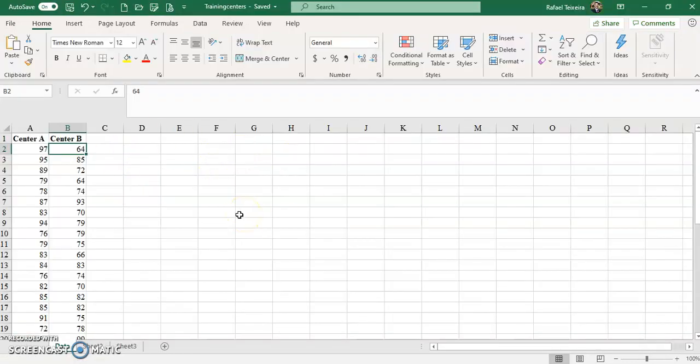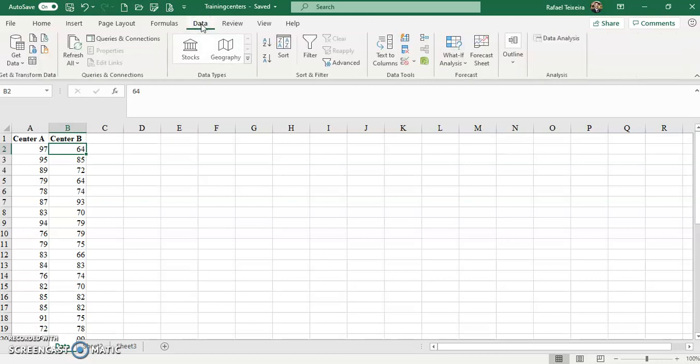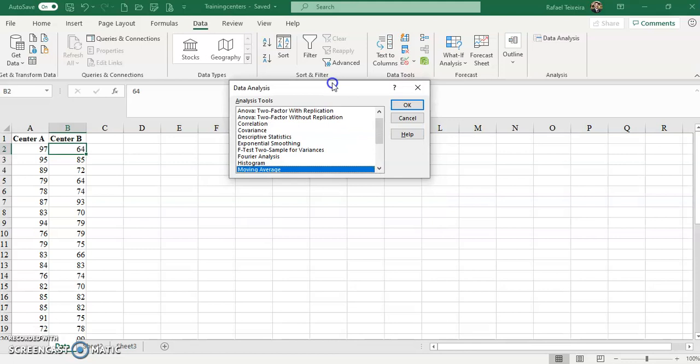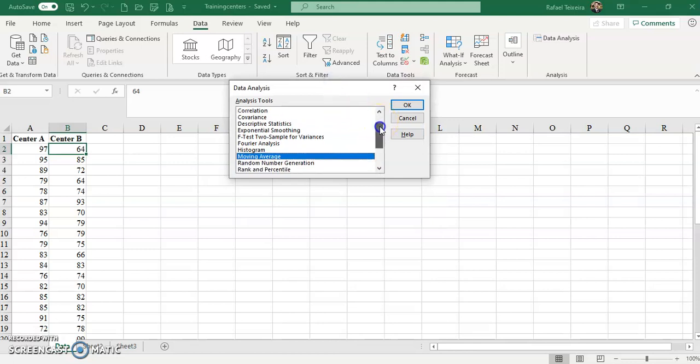You must have the data analysis tool installed. We have previous videos and classes to show you how to do that. If you need, please watch the previous videos and install. So I go to the data tab and then I have the data analysis here. And then I click on the data analysis and then I have many statistics tools.